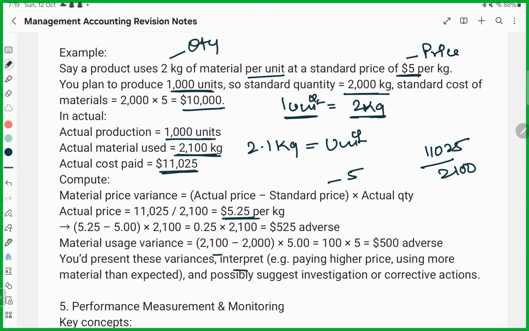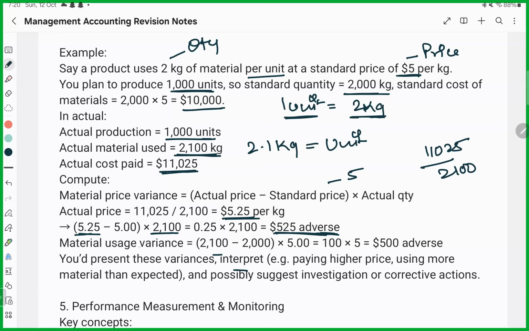But before going for the calculation of material price variance, just tell me one thing. This 5.25 which I paid for purchasing in actual, versus the plan of 5 rupees, the additional 0.25 is favorable for me or adverse for me? It's adverse for me because I'm paying more to the supplier. It will deteriorate my profit. It will reduce my profit. I paid an additional 0.25 over the actual quantity of 2,100. So I actually incurred 525 rupees extra for manufacturing the particular product.